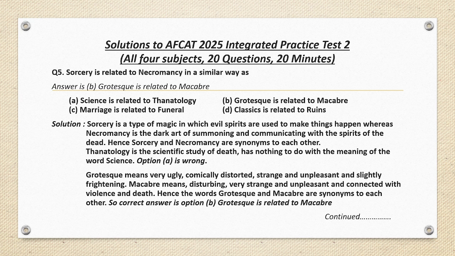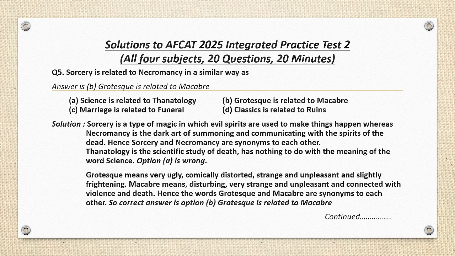So, sorcery and necromancy are synonyms to each other, right? So, what we have to find out is whether in the given options there is any synonymous relationship. Okay. Now, option A, thanatology. Thanatology is the scientific study of death, and science has got nothing to do with this scientific study of death. Right? They are not even synonyms to each other. Right? So option A is wrong.